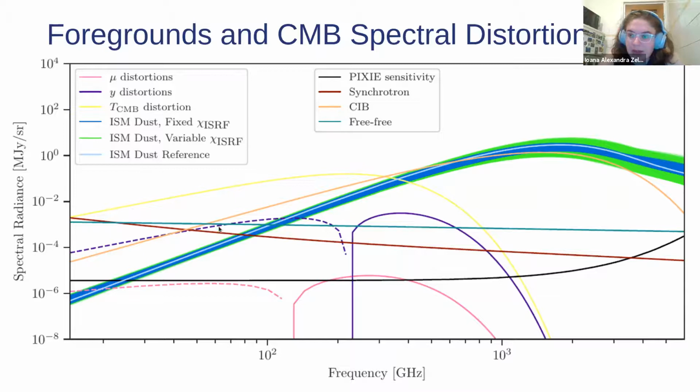And even though by eye it might seem that the functions are very different, the plot on the left is logarithmic, so the spectral distortions are actually much fainter than the dust in certain areas. So this variation in the band can be very important and could cause unconstrained parameters.